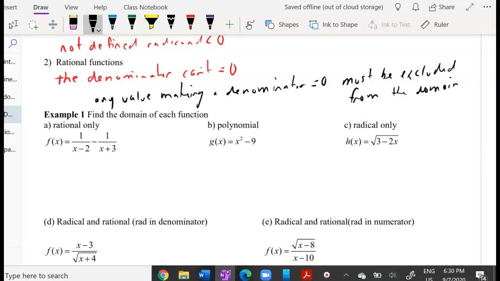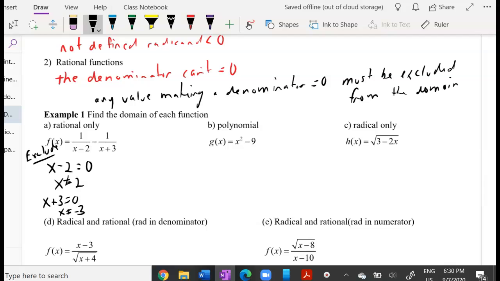Okay, so the first case would be x minus 2 equals 0. So I'm going to say exclude these. So exclude x minus 2 equals 0 or x equals 2. Okay, also exclude x plus 3 equals 0 or x equals negative 3. So the domain is everything except for 2. X cannot be 2. X cannot be negative 3.